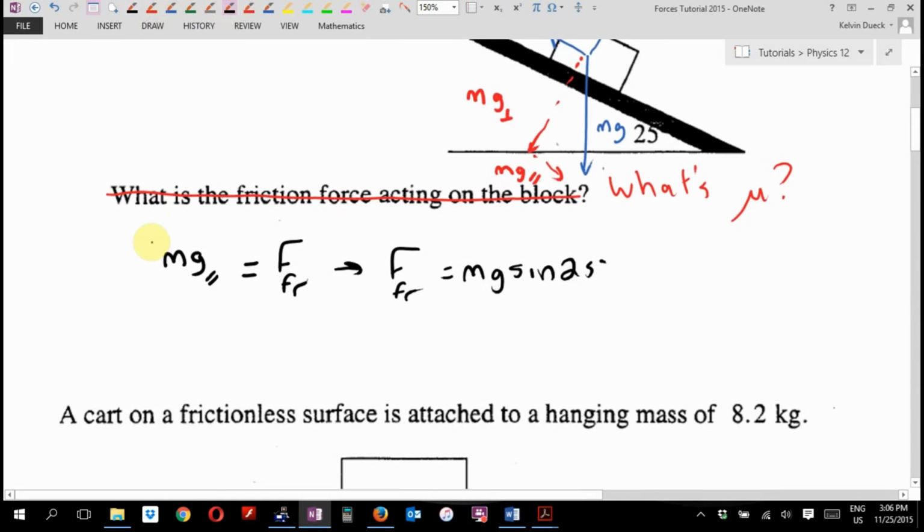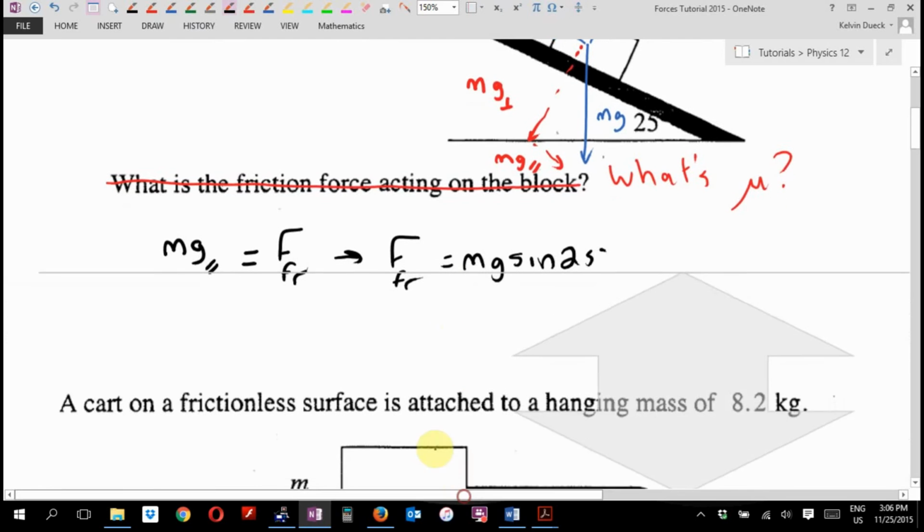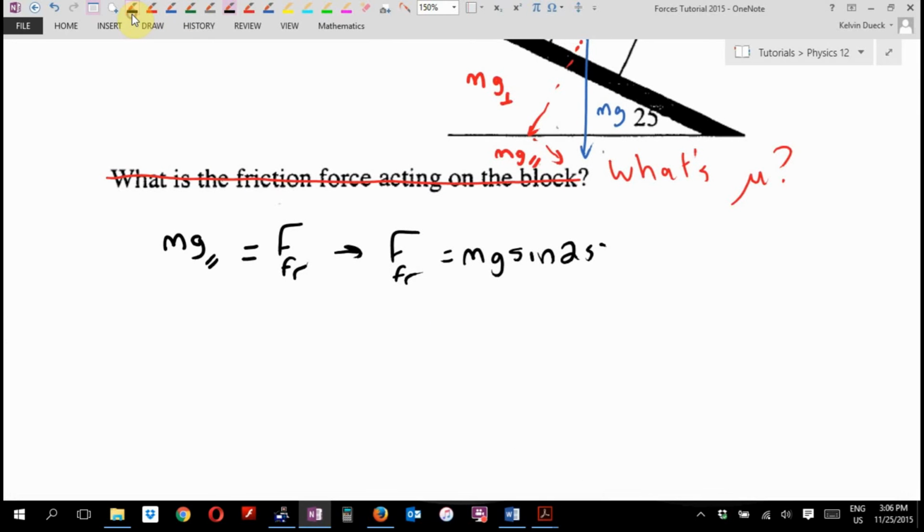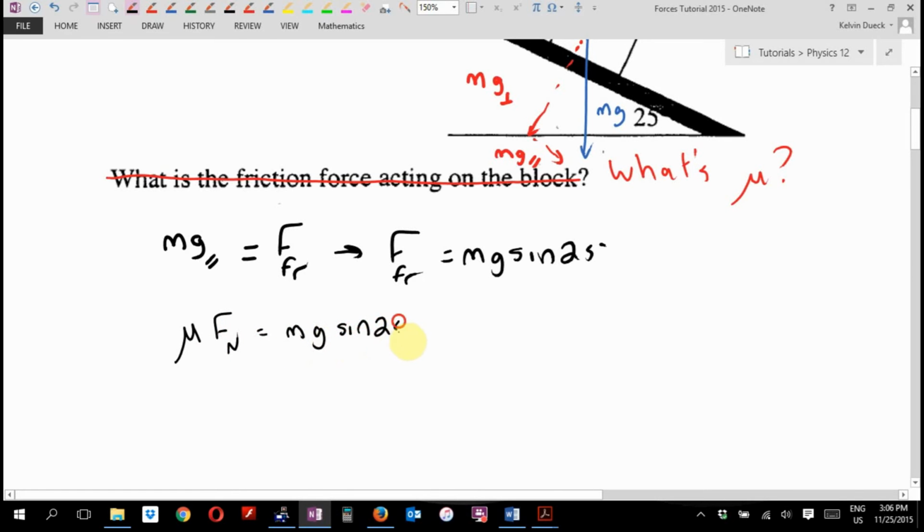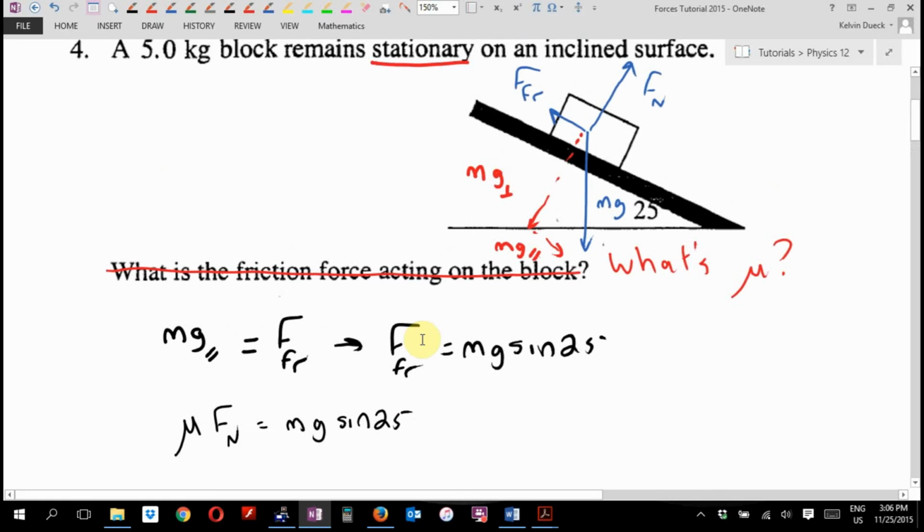So then I would say, okay, mu times the normal force equals mg sine 25. I don't know the normal force. Oh, but look. I know another force the same size as the normal force. And hopefully you're starting to see, Kyle, the rhythm and the routine. That stupid look thing that I do is really to let you know, please look, there is another force the same size as the normal force. Which force is the same size as the normal force?